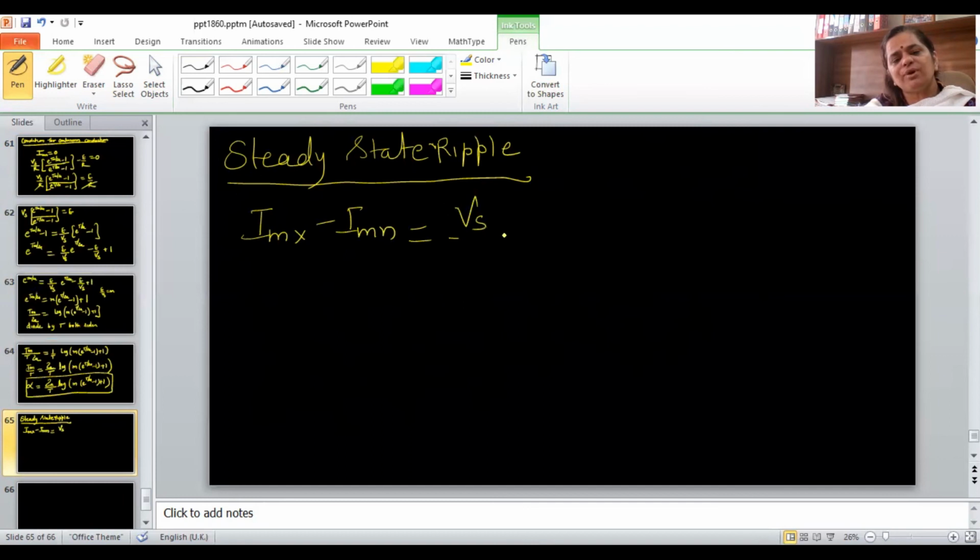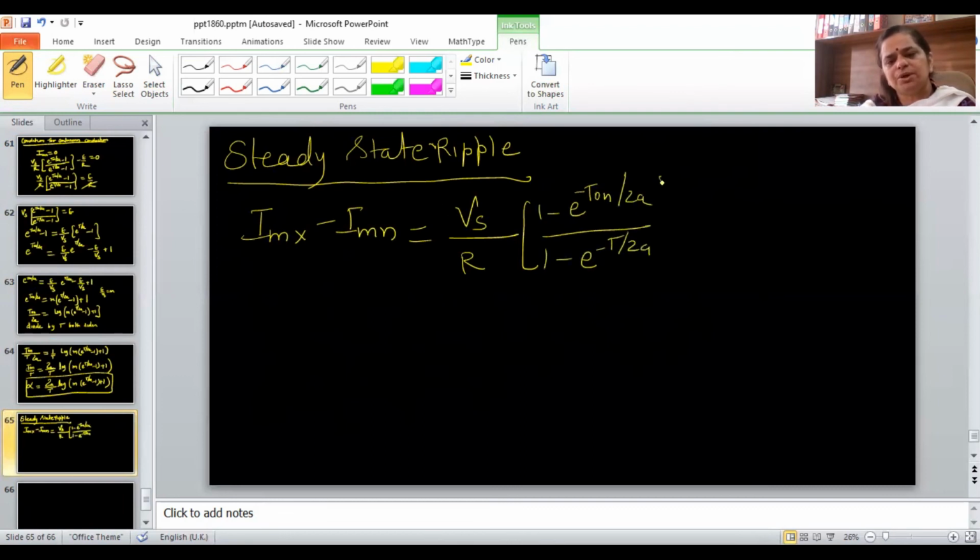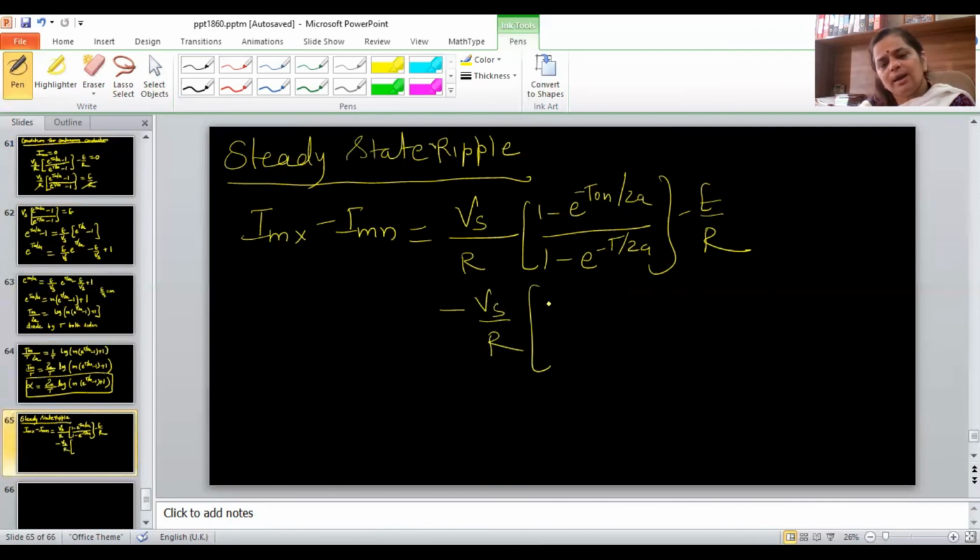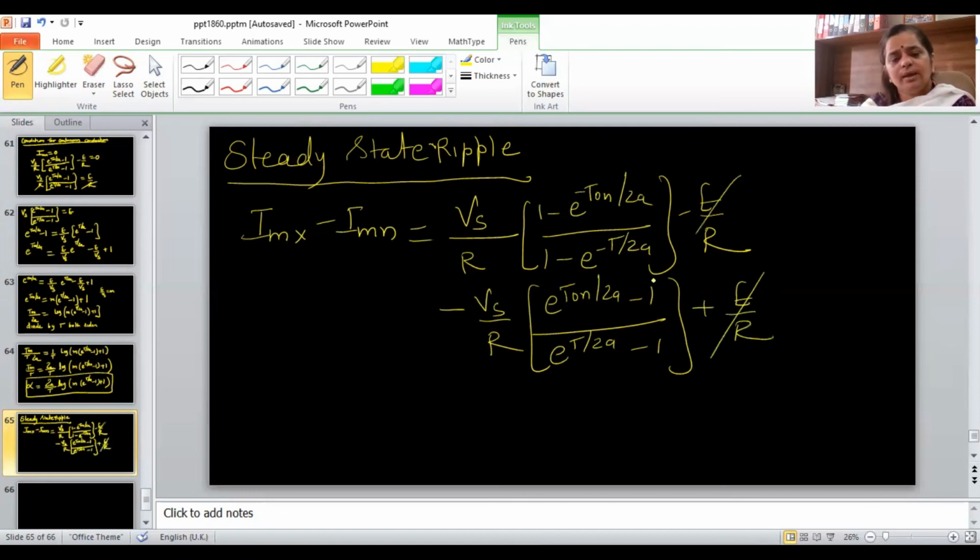Now what is the formula for I max? Vs by R, 1 minus e to the power minus T on by τ divided by 1 minus e to the power minus T by τ, minus E by R. This is I max. And what is I minimum? Minus Vs by R, e to the power T on by τ minus 1 upon e to the power T by τ minus 1, and minus 1 minus this. So it will be plus E by R. So they cancel. So what I am finally getting, Vs by R I can take common.